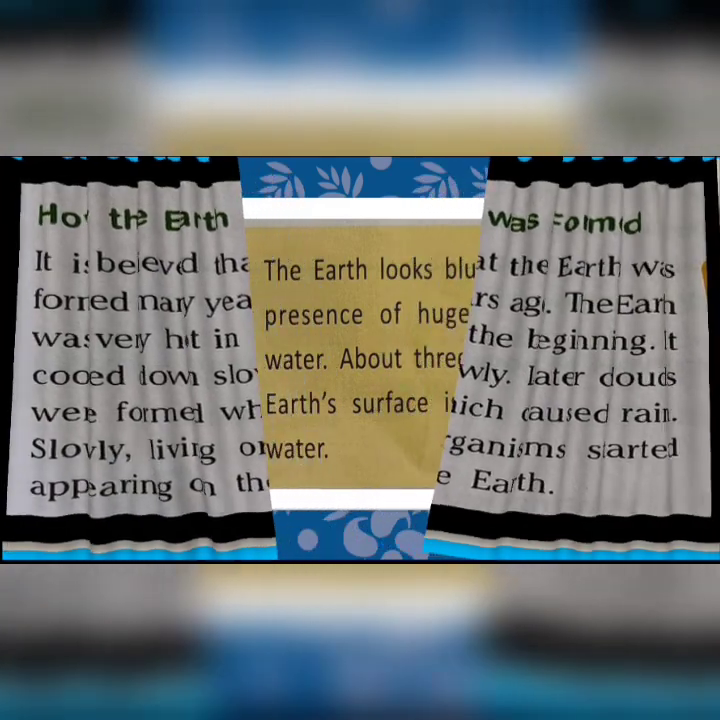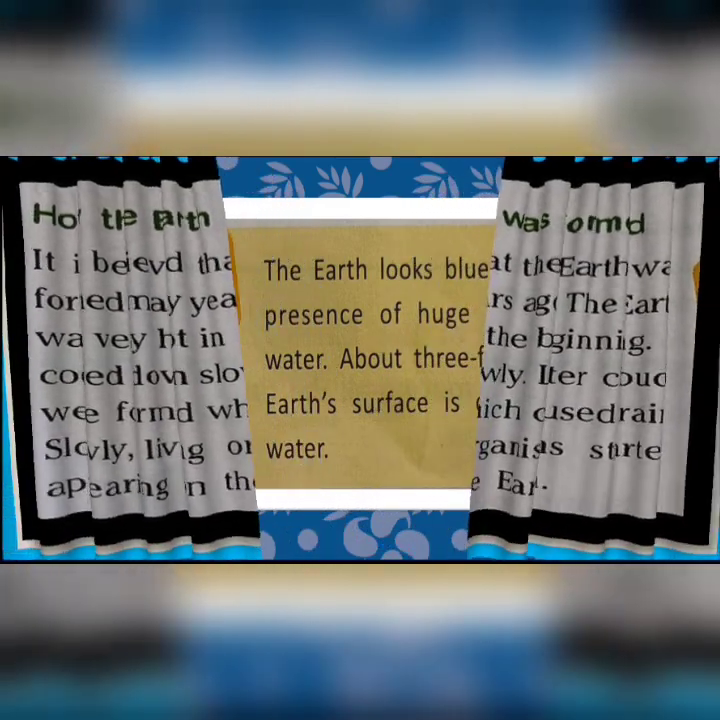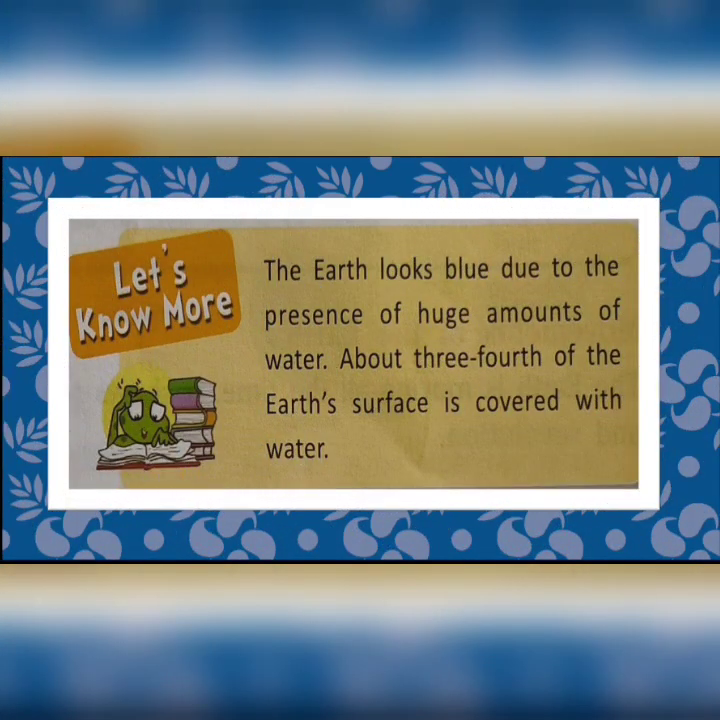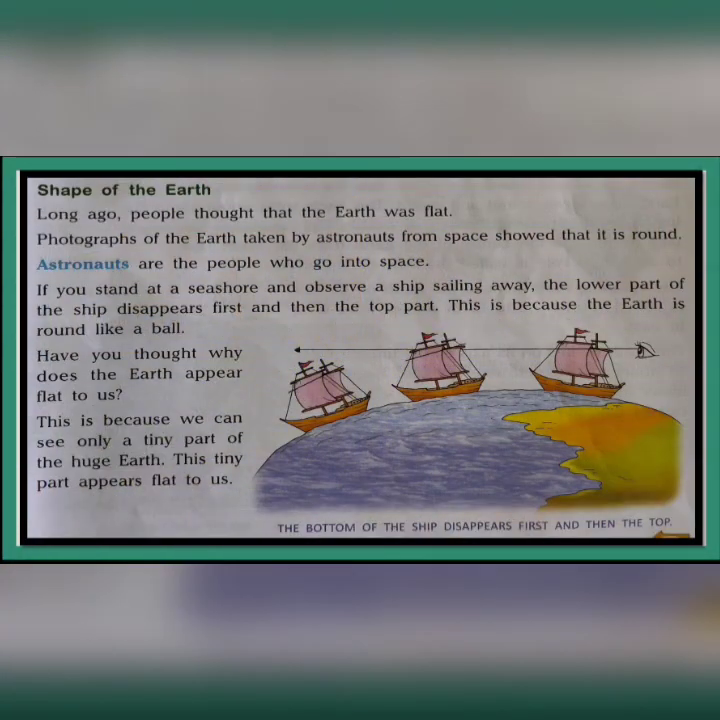Now let us know more here. The earth looks blue due to the presence of huge amounts of water. About 3/4 of the earth's surface is covered with water. That's why our earth looks blue in color. Why? Because of presence of huge amount of water. Now the next topic is shape of the earth.